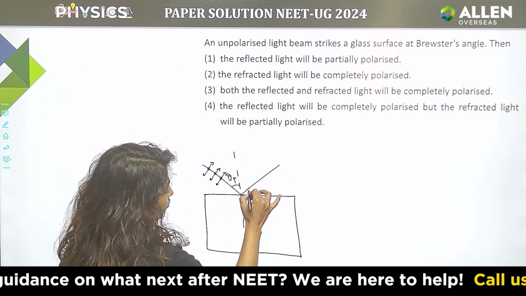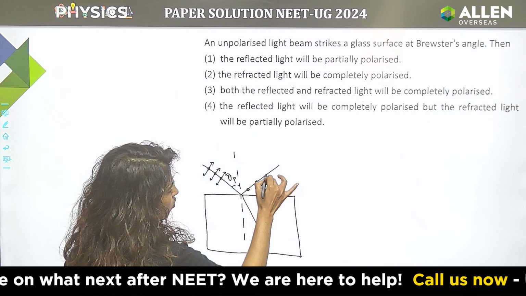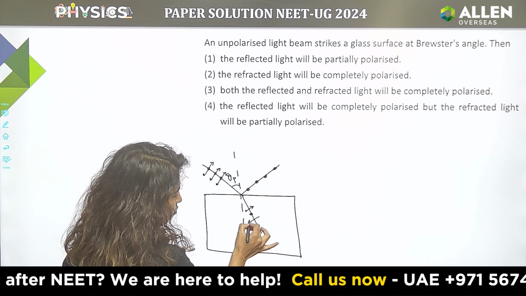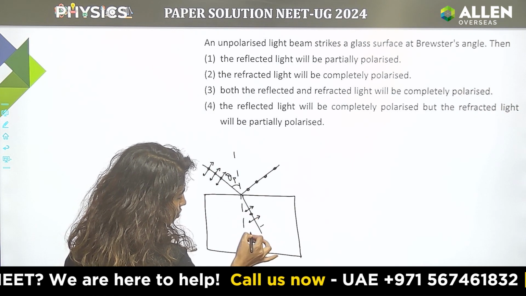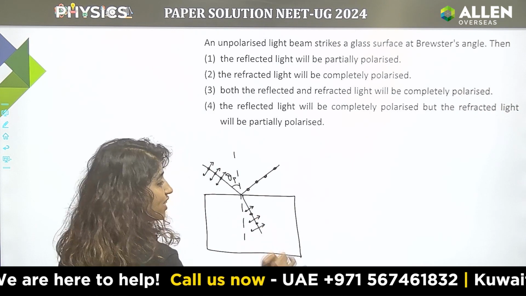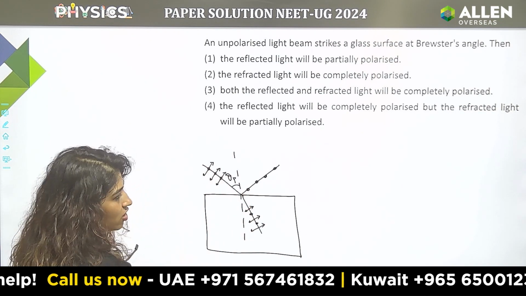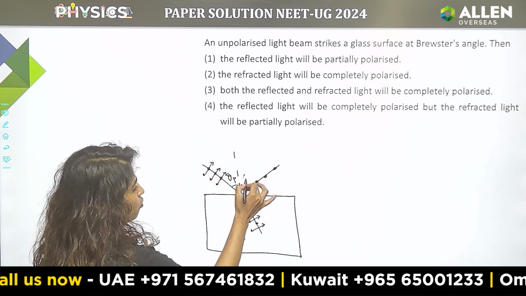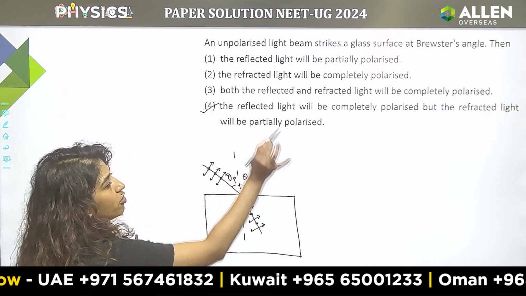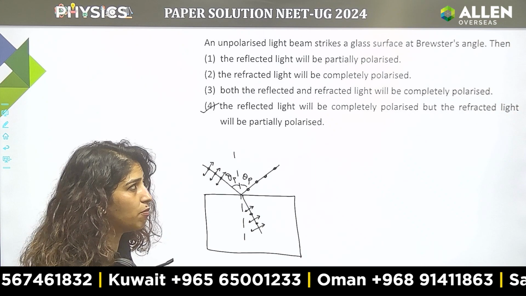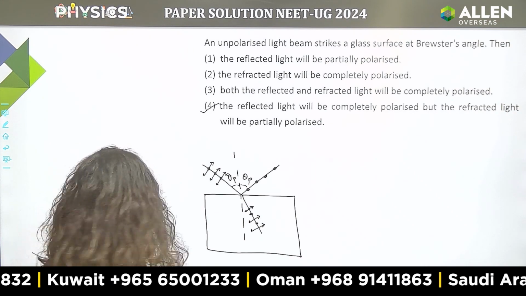Out of this, the reflected ray is completely plane polarized, whereas the refracted ray is partially plane polarized. So this is a diagram which you might have commonly seen. Reflected ray is completely polarized, whereas refracted ray is partially polarized. This angle would be theta. So this option out of all is correct. Reflected light will be completely polarized, but the refracted light would be partially polarized.